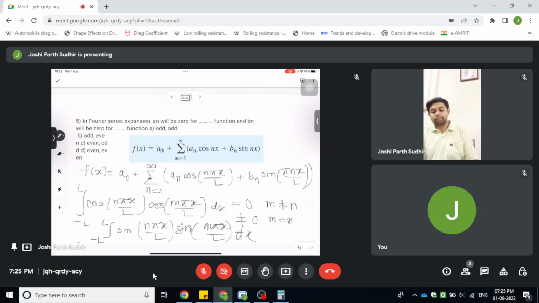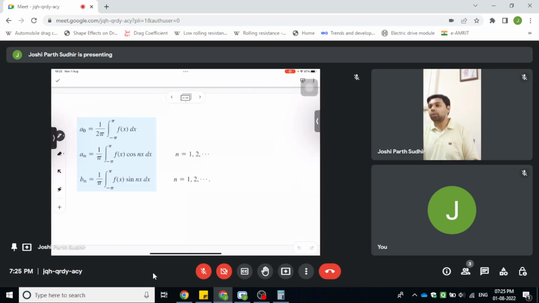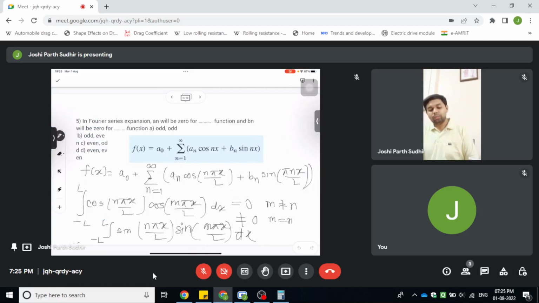So using the property of orthogonality of the sine and cosine functions, we get the expressions for the values of a n and b n. How do we get these values? In the Fourier series we multiply both the left hand side and right hand side by cos m pi x by L, and then all the terms corresponding to n not equal to m will be 0, and only the terms corresponding to m equal to n will be present, so the integral will essentially reduce.